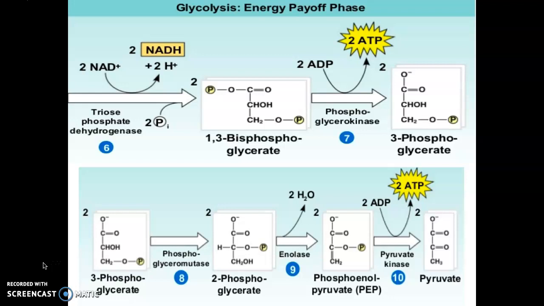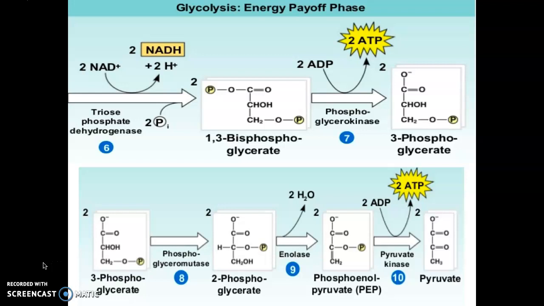So now we're at the second stage. This is going to be the energy payoff phase of glycolysis, and this is the second half. So step 6, GAP is converted to 1,3-bisphosphoglycerate by glyceraldehyde 3-phosphate dehydrogenase. In step 7, the phosphoglycerate kinase converts the 1,3-BPG into 3-phosphoglycerate.